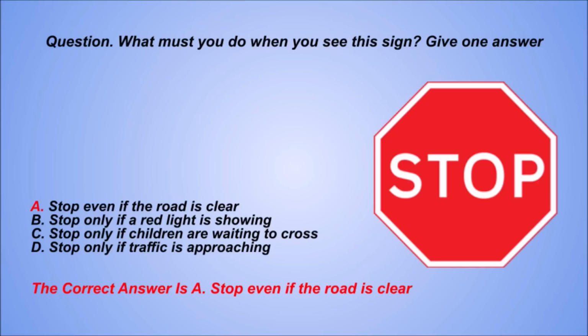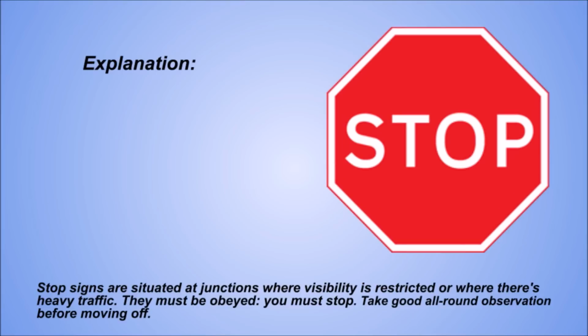The correct answer is A. Stop even if the road is clear. Explanation: stop signs are situated at junctions where visibility is restricted or where there's heavy traffic. They must be obeyed. You must stop. Take good all-round observation before moving off.